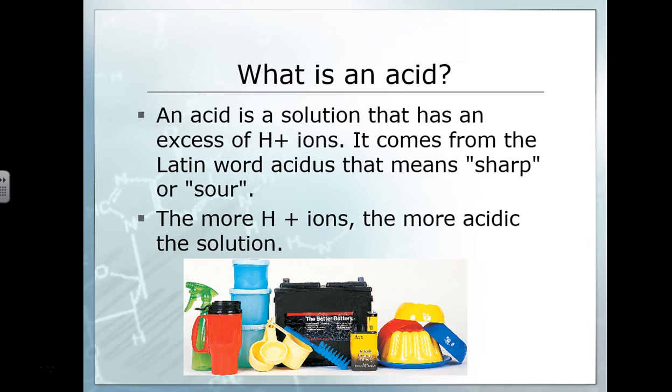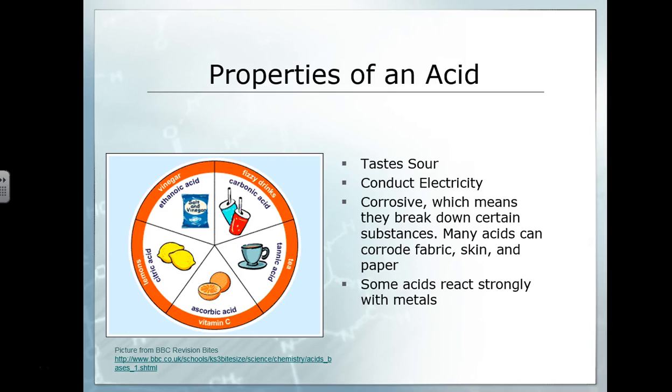So the H stands for hydrogen. We studied the periodic table last year, and you know that H stands for the element hydrogen. Plus means that essentially it's just a proton. So it has an excess of protons that are hydrogen protons in the solution. Another thing to know is that the word acid comes from the Latin word acidus, which means sharp or sour. So essentially, if something is acidic, it has an excess or a lot of H plus ions, and it becomes more acidic the more H plus ions it gains.